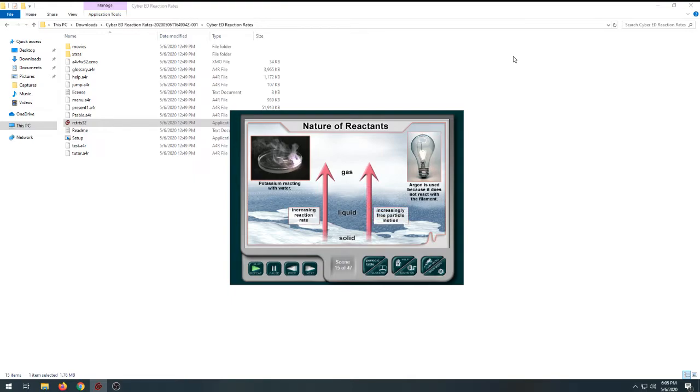This is because particles in the gas phase move more freely than particles in the liquid phase, and particles in a liquid move more freely than particles in a solid. Particles that move more freely are able to collide more often, and as you will see later in the program, more collisions lead to a faster reaction rate.